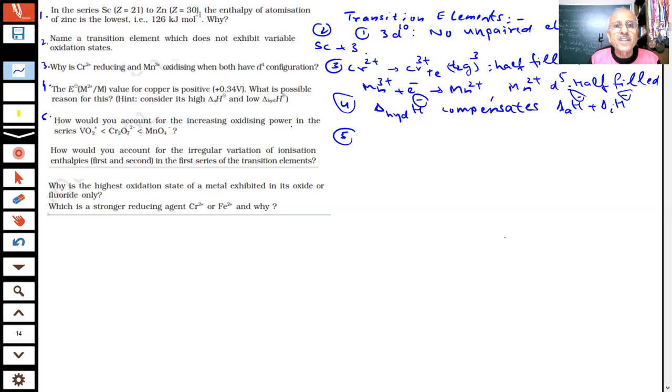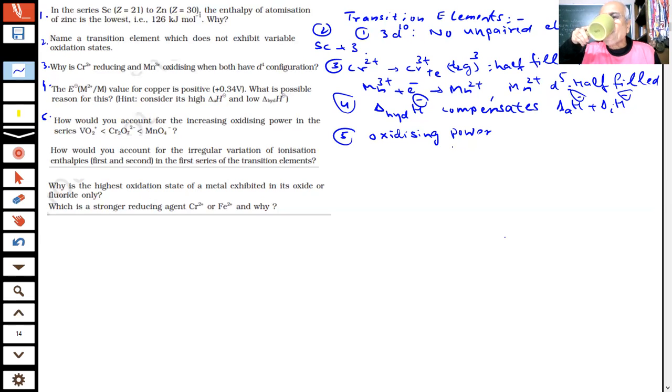How would you account for the increasing oxidizing power in the series, students? The series is chromium, MnO4. What is the oxidizing power? Okay, you have 30 seconds to answer the question, and you have to think before you answer. Don't give any answer without thinking.